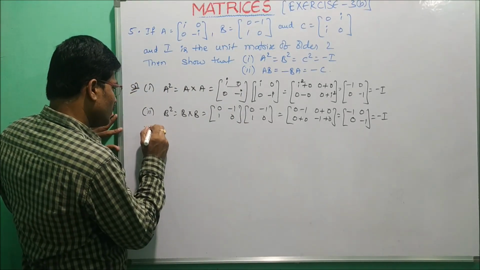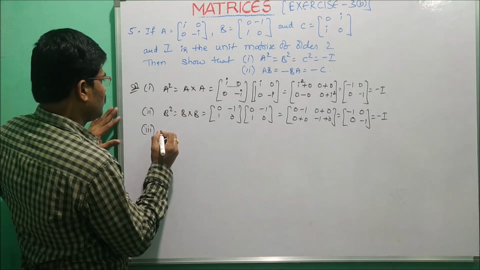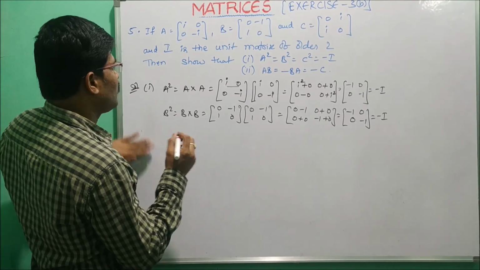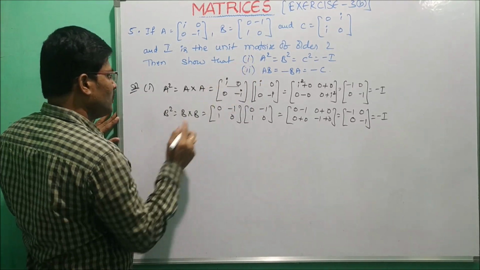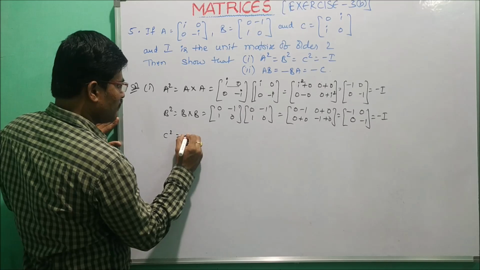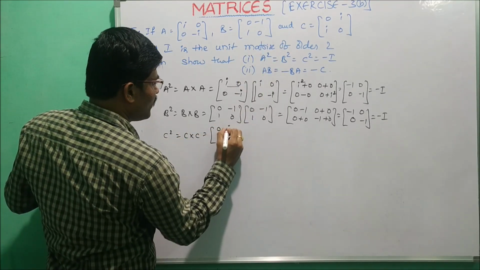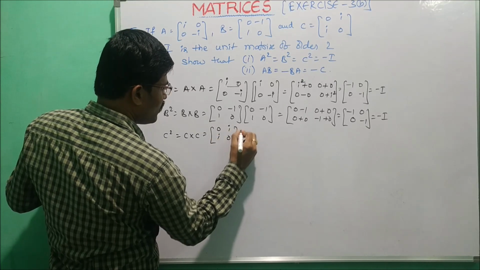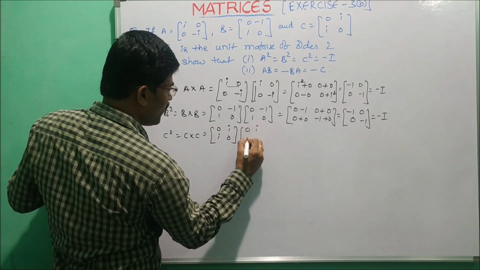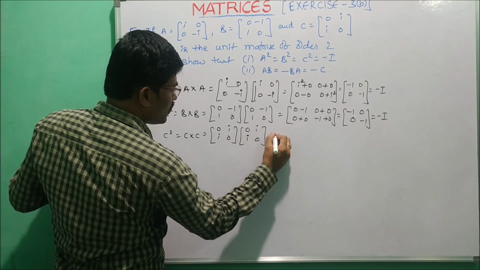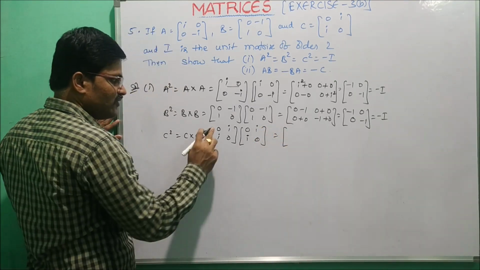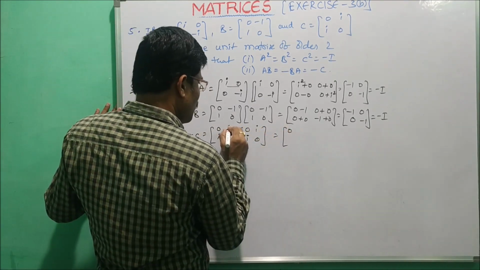Similarly, the third one. Sorry. In the first one, A square, B square, to find C square. C into C. So, C is [[0, i], [i, 0]]. Again, we write the same matrix [[0, i], [i, 0]]. Now, it can be simplified that 0 into 0, 0 plus i square.